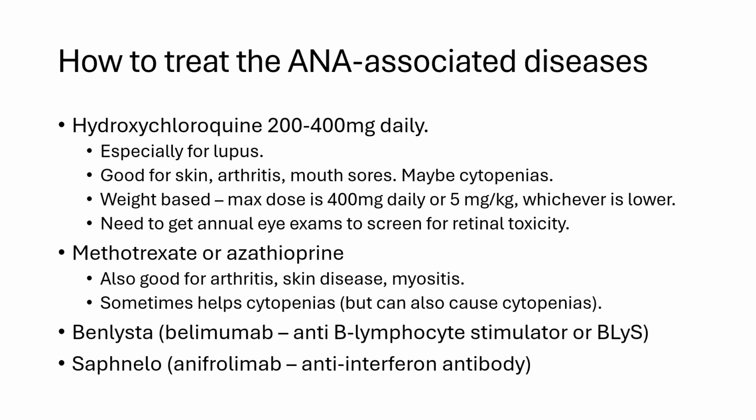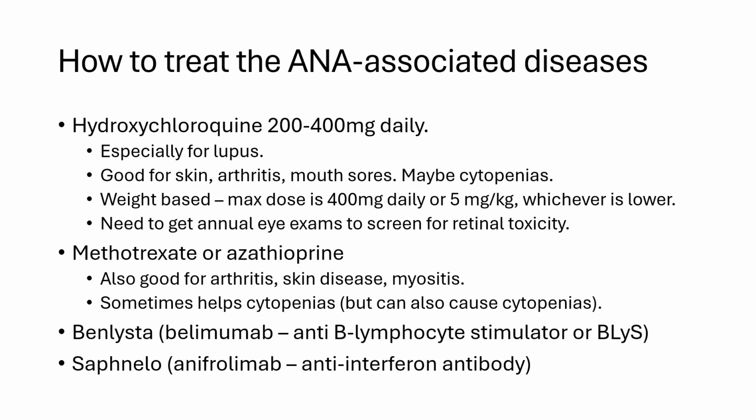What are some other medications that we'll use to treat lupus? Methotrexate or azathioprine are especially good for arthritis or the skin or for myositis. We'll sometimes use these with other manifestations of lupus or Sjogren's. Sometimes they will help cytopenias, but a side effect of both of these medications is causing cytopenia, so that can become a little bit challenging at times.